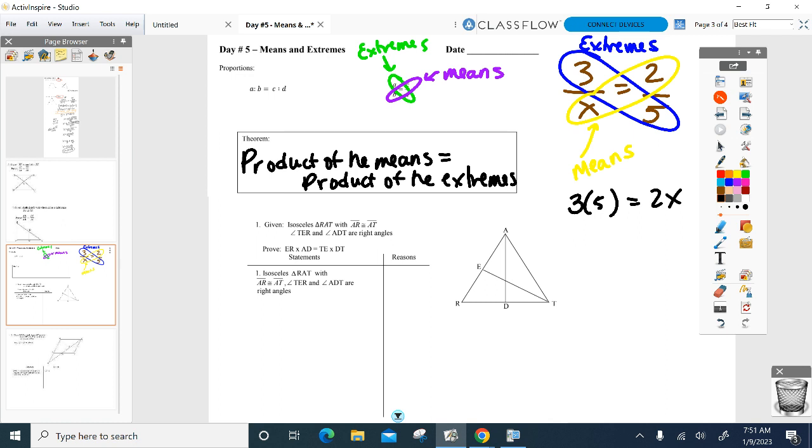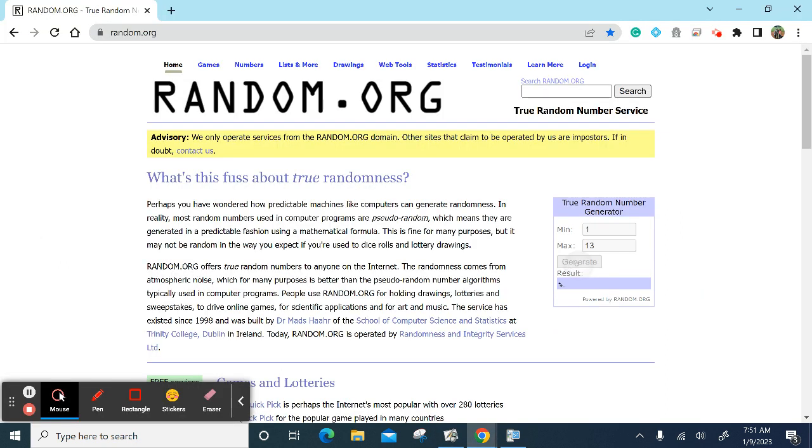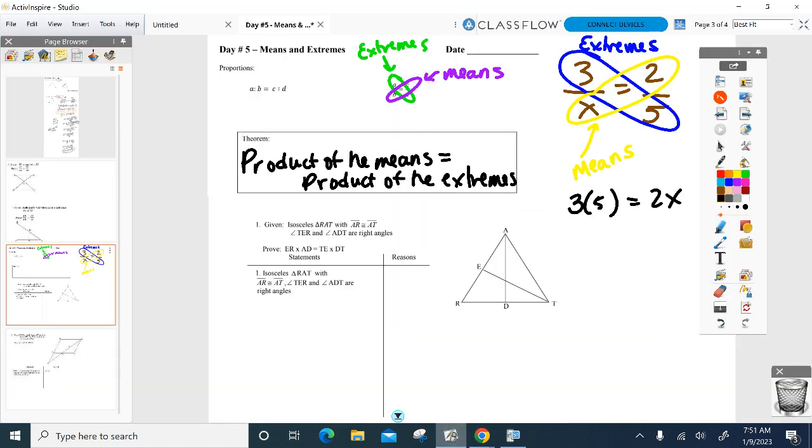Quickly before we hop into the proof. I can't cross multiply unless I have a what here? What did I put up here originally? 3 over x equals 2 over 5. What was that called? That's a proportion. So I need a proportion.